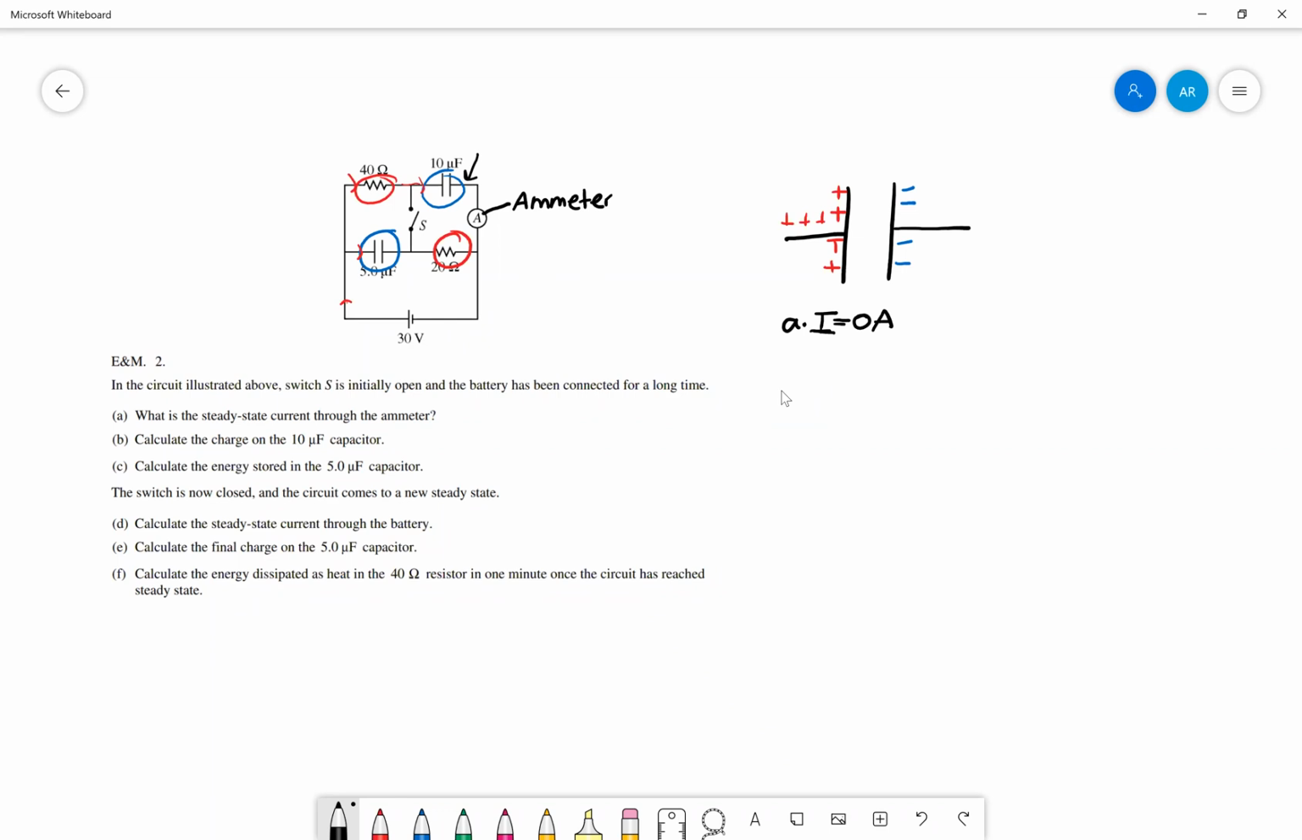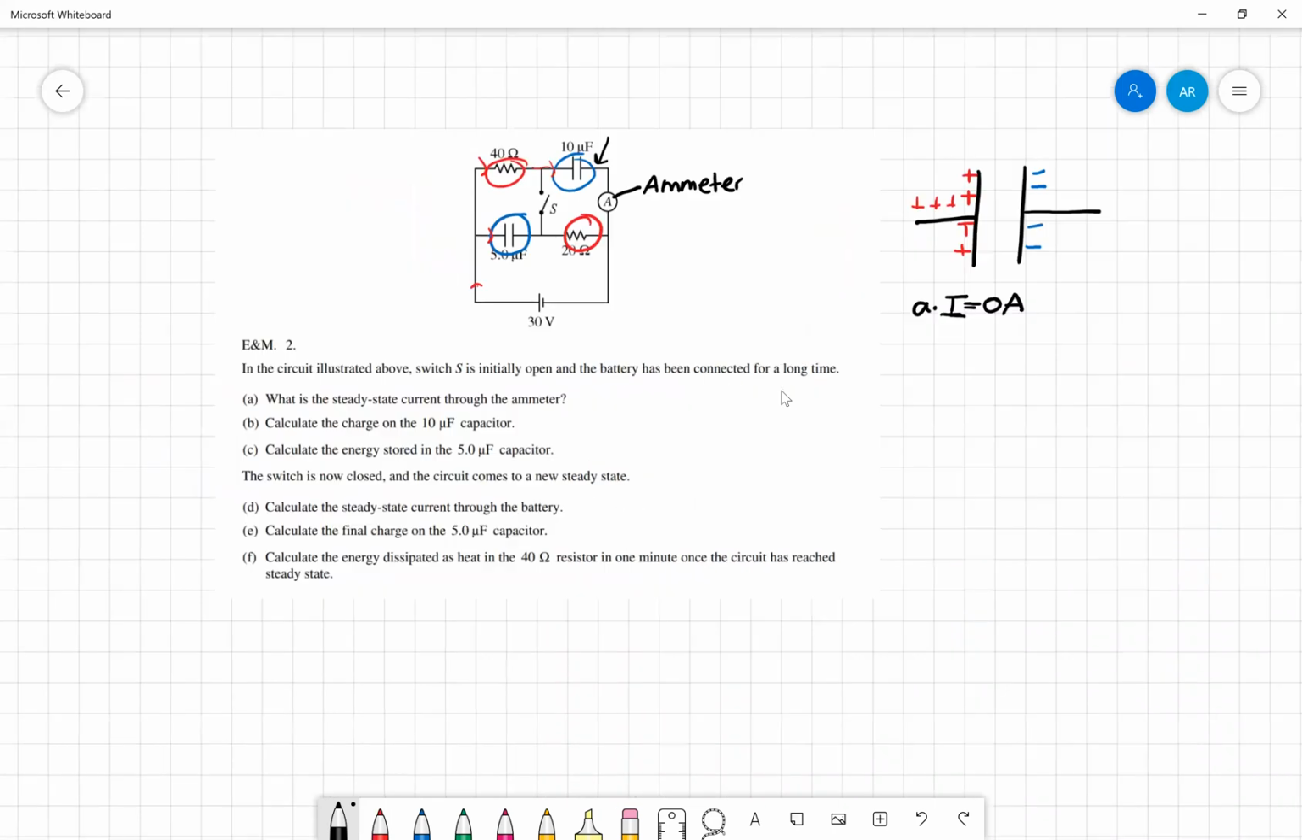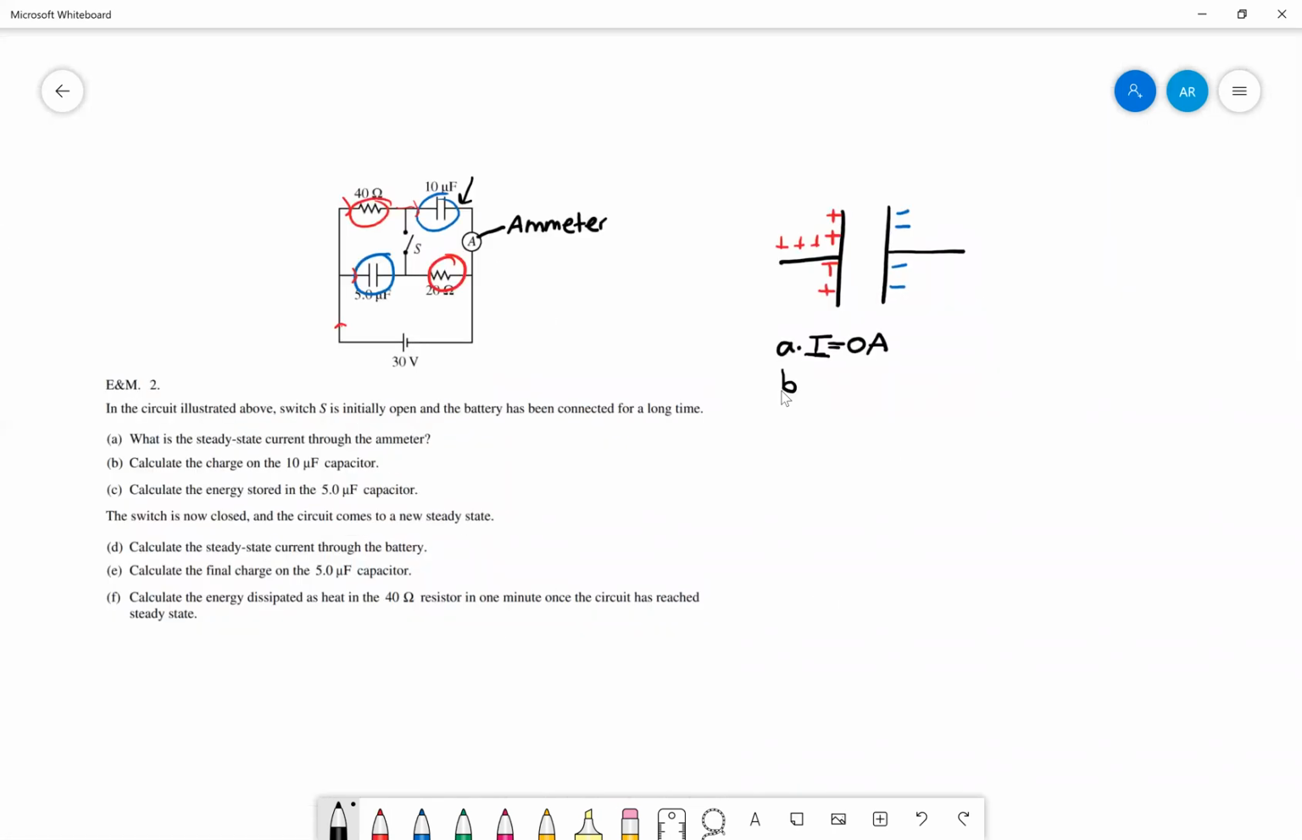Well, the charge is given by this formula. The charge is equal to the capacitance times the potential difference, or the voltage. So charge is given by the capacitance times the voltage between the capacitor, the potential difference between the plates of the capacitor. Now we know the capacitance, and that's 10 microfarads. So what is our voltage?